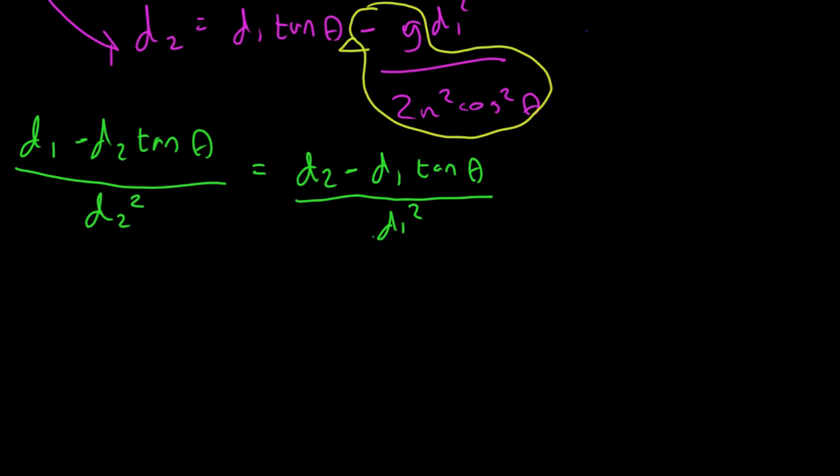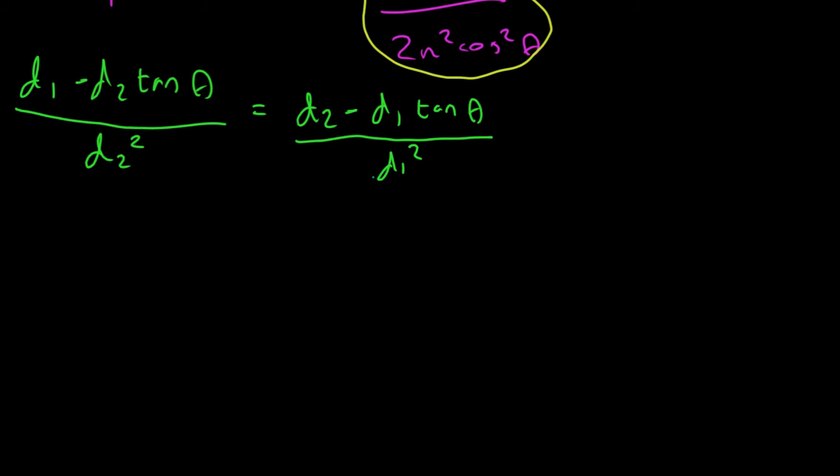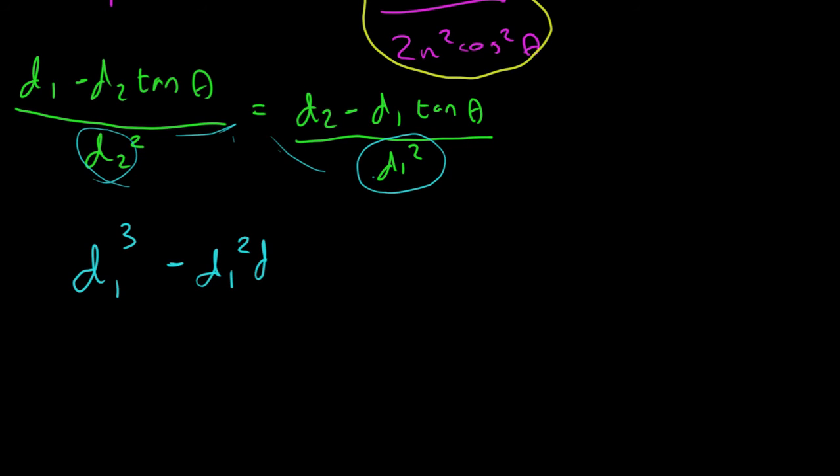Okay, so we have this here. Now, okay, well, we're done basically. Hopefully this should lead us to the relationship that the question said. So I'm going to multiply across by this one, multiply across by this one here. So I'm going to get d1 cubed minus d1 squared d2. I'm going to write tan theta as a capital T just for a second. And then I'm going to get d2 cubed minus d1 d2 squared T.